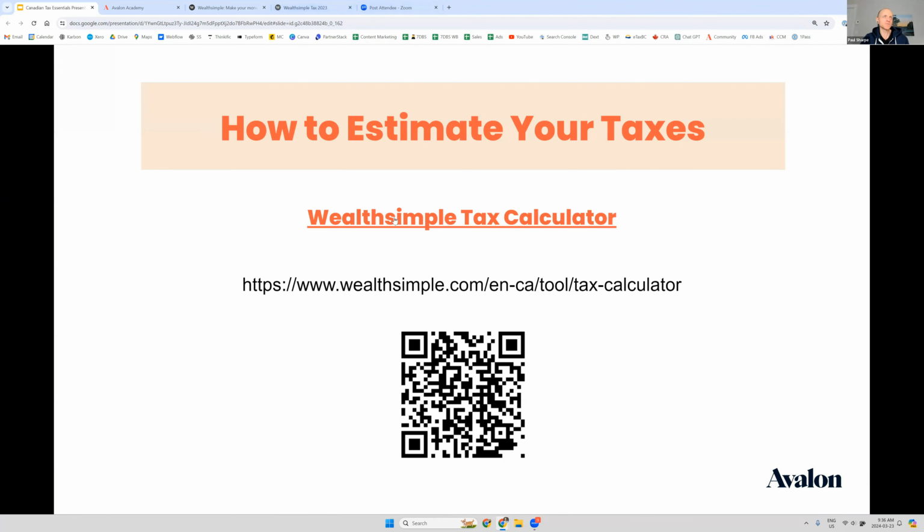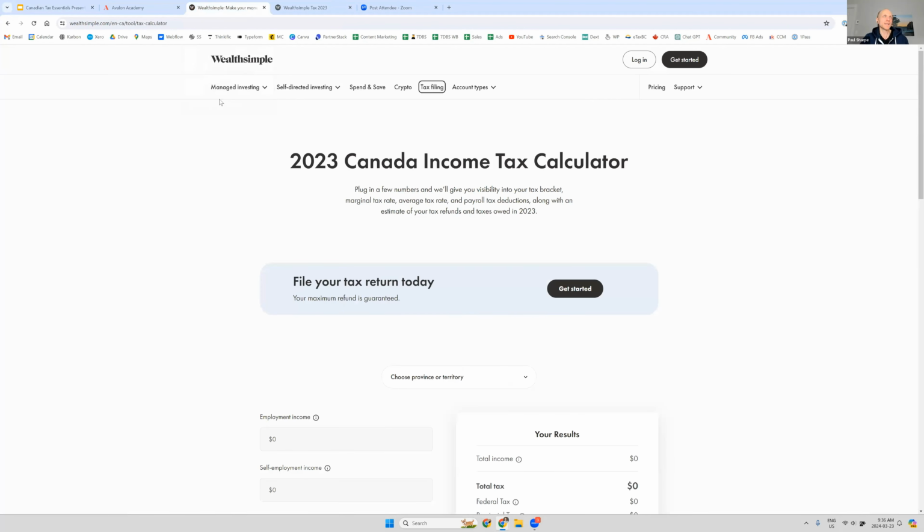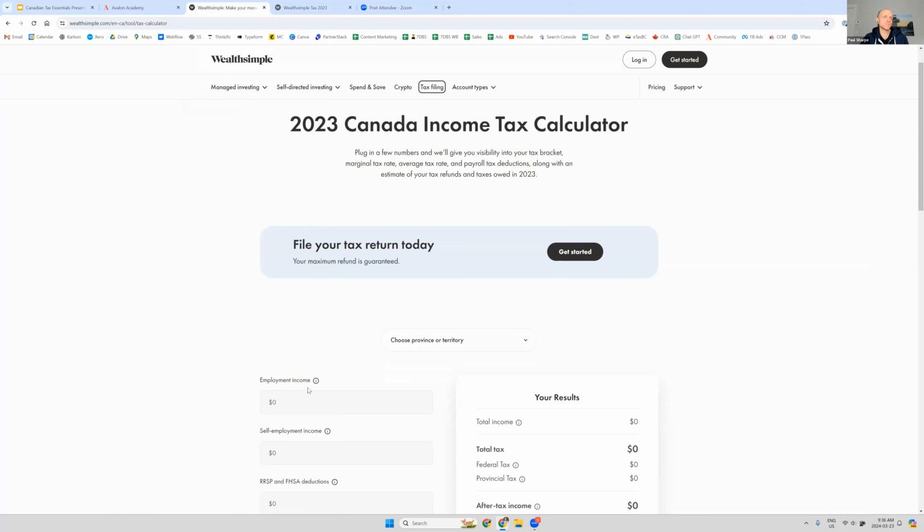And this is a really handy tool. So if you want to scan the QR code or type it in or just Google Wealthsimple Tax Calculator, it will take you to this website here, and it is the Wealthsimple Tax Calculator. And I love using this for my clients. I like using it on my own or just to explain different things. What you do is you just fill in the fields.